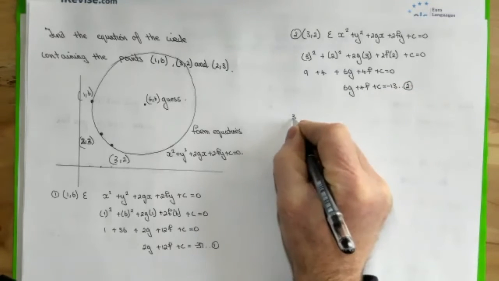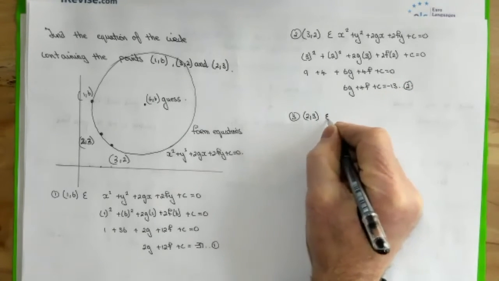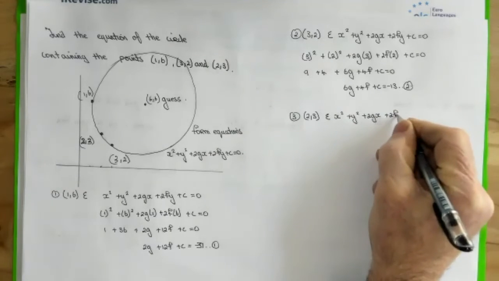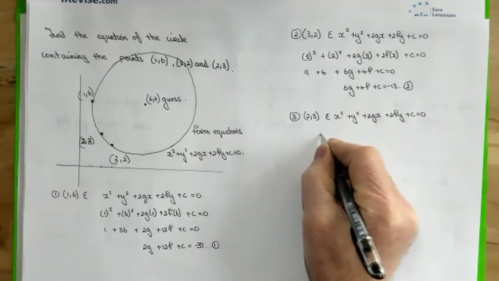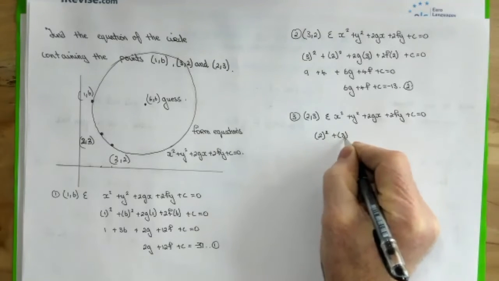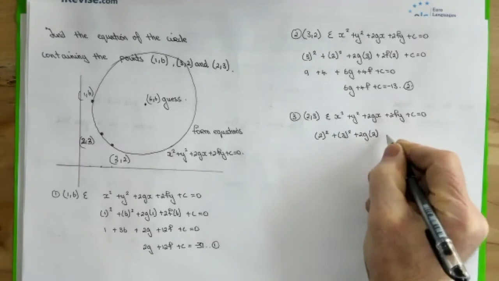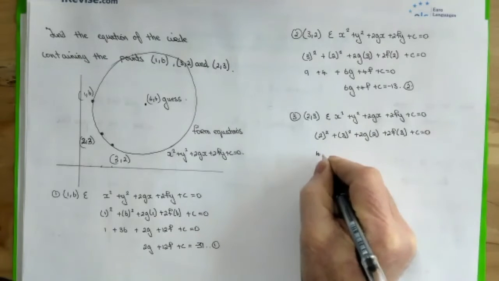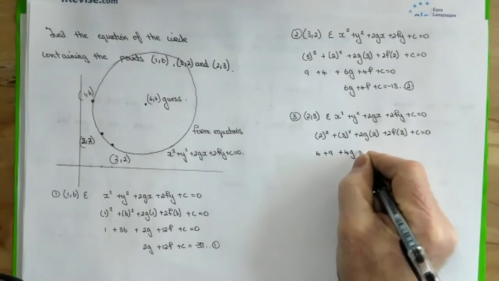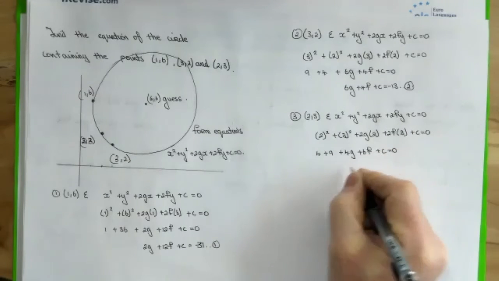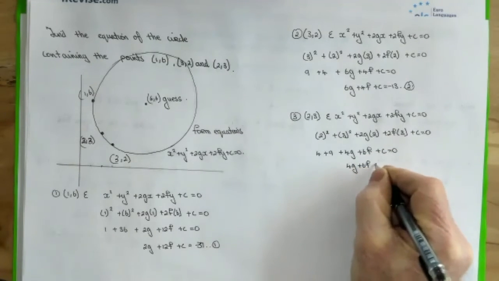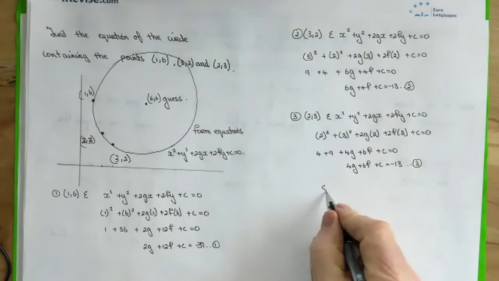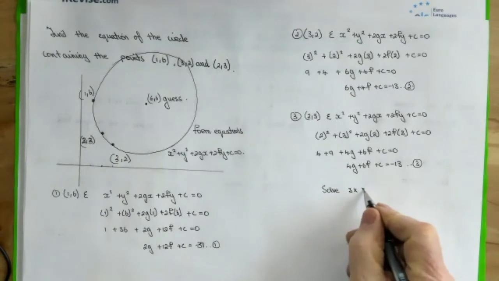And finally, my third equation is that (2, 3) is an element of x squared plus y squared plus 2gx plus 2fy plus c equal to 0. 2 squared plus 3 squared plus 2g by 2 plus 2f by 3 plus c is 0. 4 plus 9 plus 4g plus 6f plus c is 0, or 4g plus 6f plus c is minus 13. Equation number 3. So now what you have to do is solve, from your algebra, a 3 by 3 system.